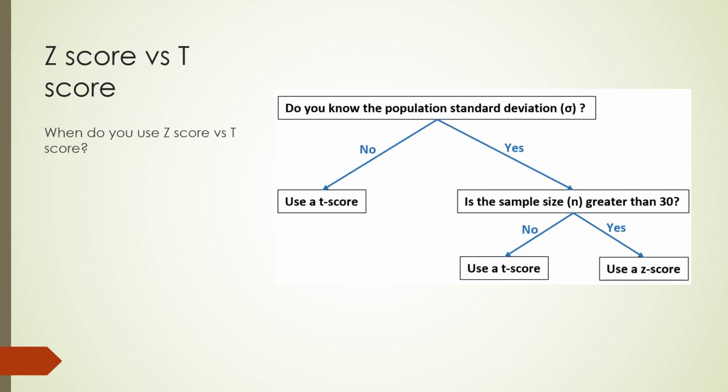One other thing that I've learned is that in the Z distribution, with the normal distribution, the mean is 0 and the standard deviation is 1.